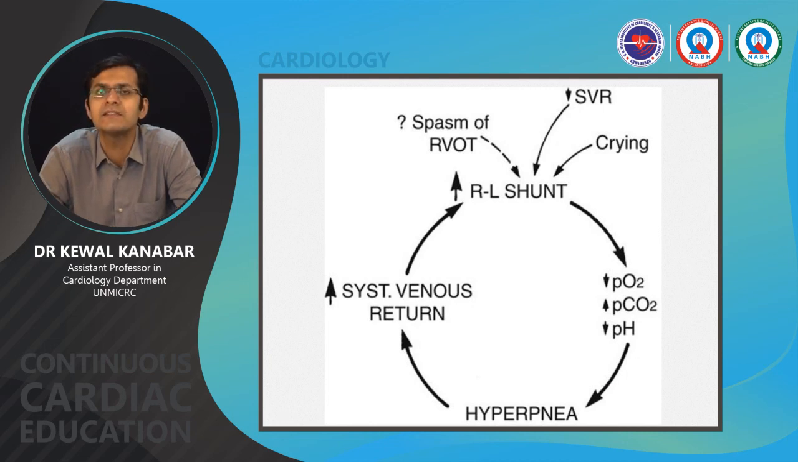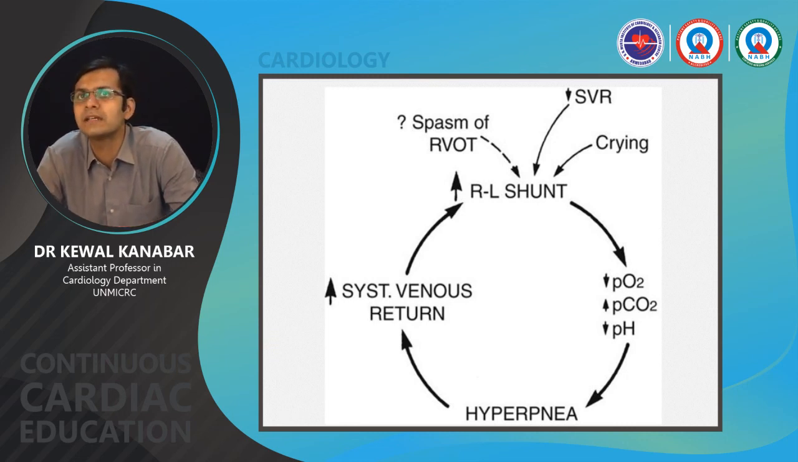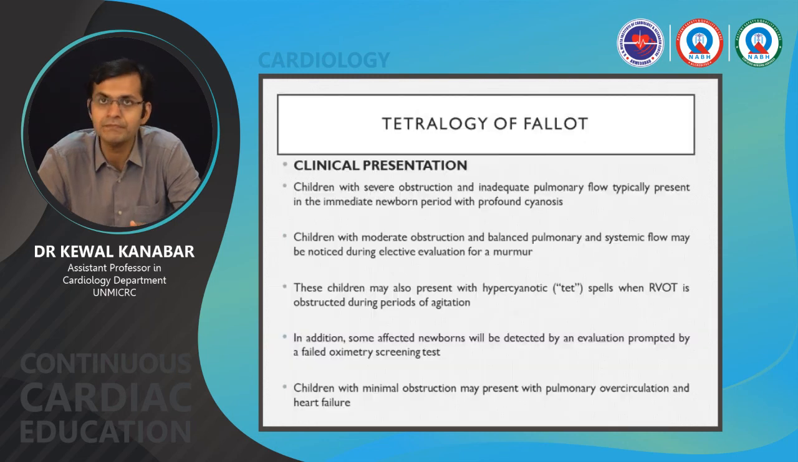And to break this cycle, we can act at several points. One, we can either relieve the spasm of the RVOT by giving beta blockers. We can reduce the crying. We can give IV fluids to counteract the acidosis, or we can increase the systemic vascular resistance.